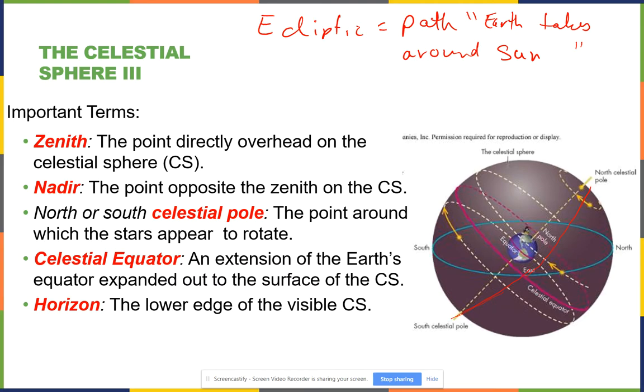So the path the sun takes is not the same as the equator. The equator is based on the Earth's rotation. The ecliptic is based on the Earth's orbit around the sun.